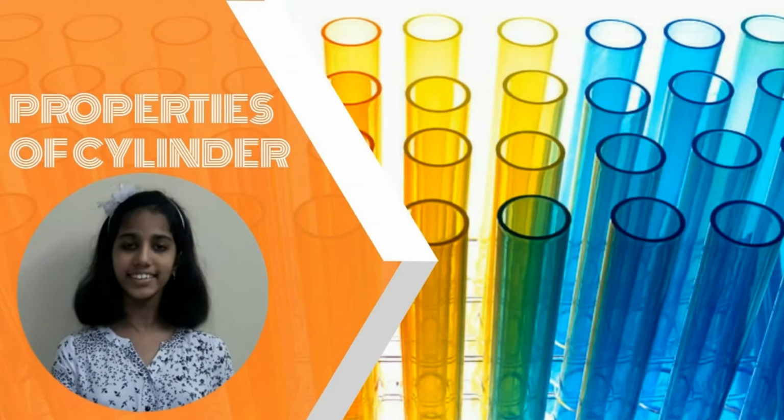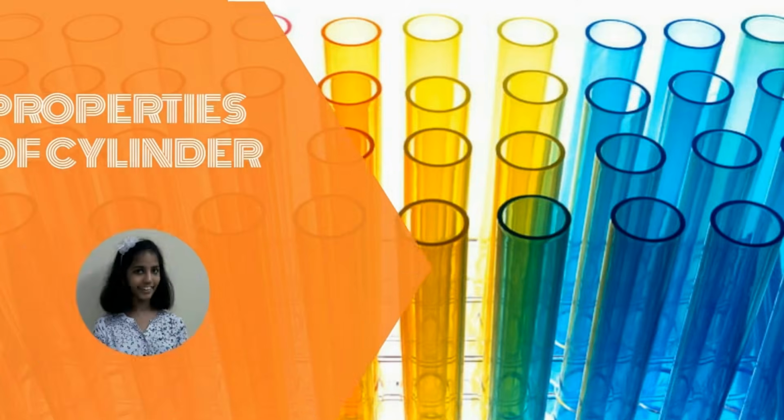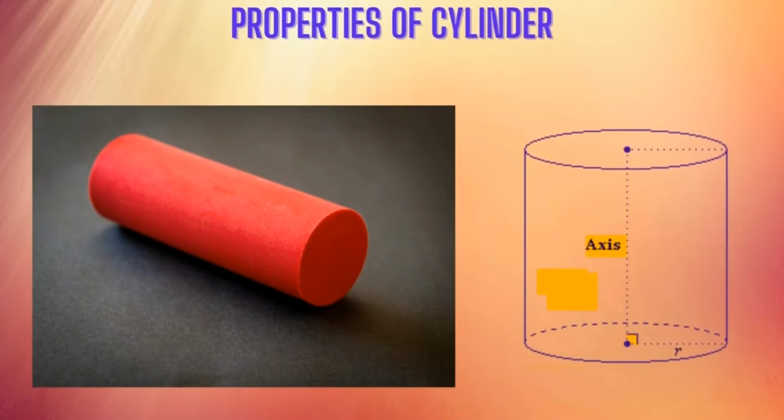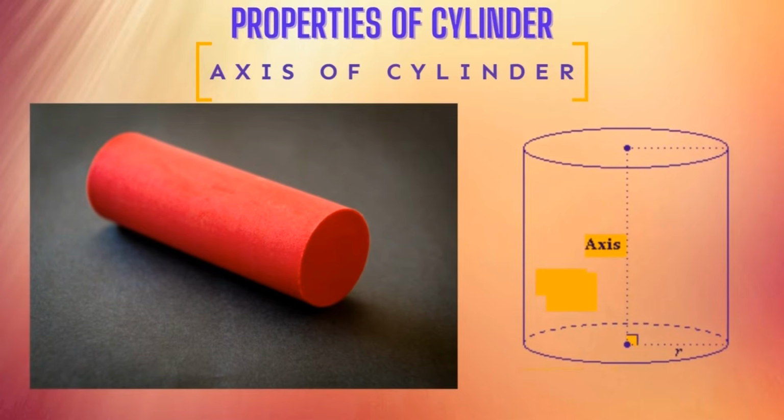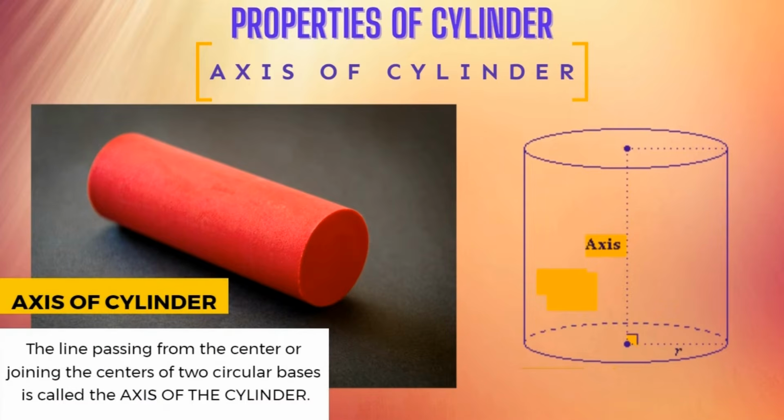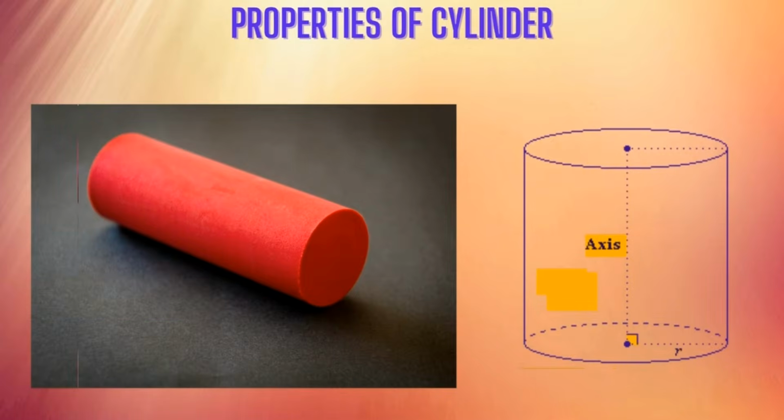Now let us understand the properties of a cylinder. What is the axis of a cylinder? The bases of a cylinder are normally circular in shape and the centers of the two bases are joined by a line segment called the axis of a cylinder. In other words, the line passing through or joining the centers of two circular bases is called the axis of the cylinder.